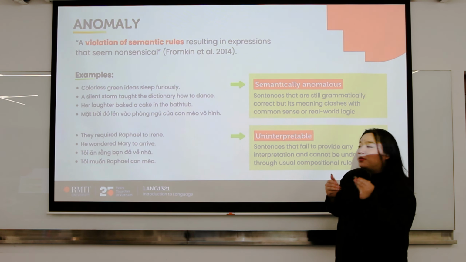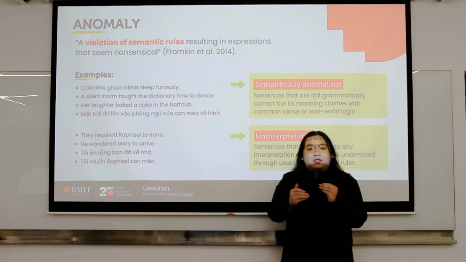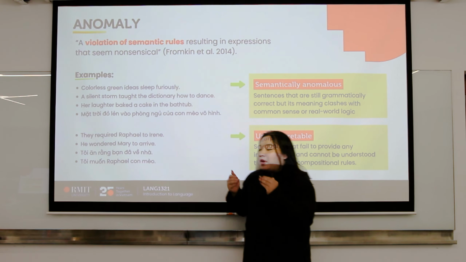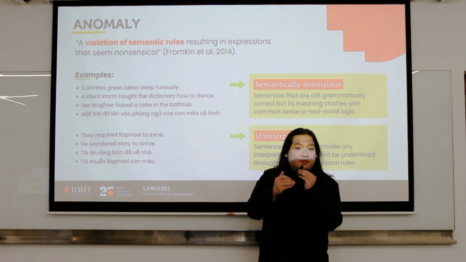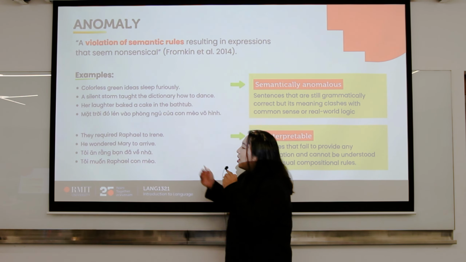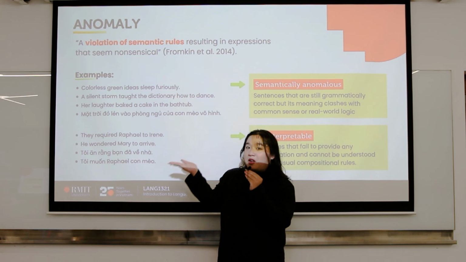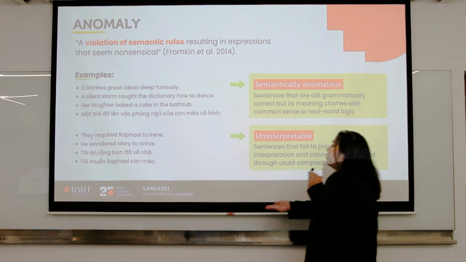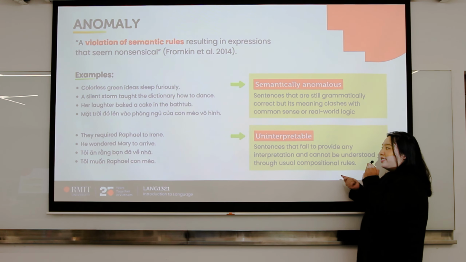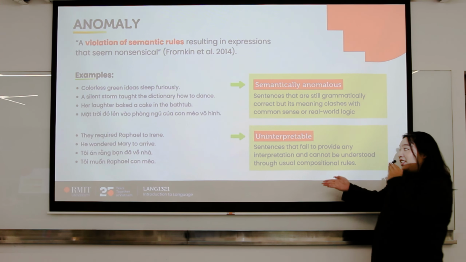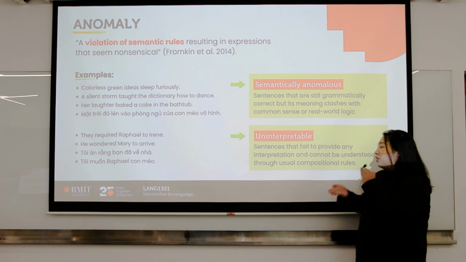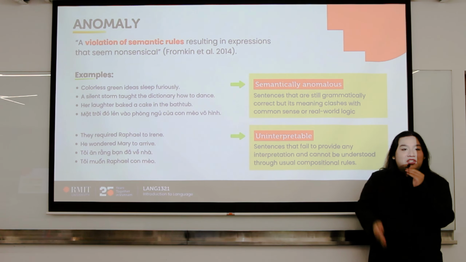The next example: "They require Raphael to Irene." Somebody may say "require somebody to do something," but in this case, "require somebody to somebody." There's something wrong with the grammar, right? They refer to uninterpretable sentences. They fail to provide any interpretation and cannot be understood through the usual compositional rules.